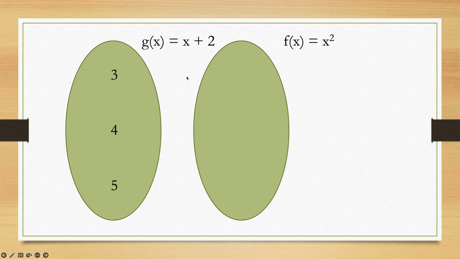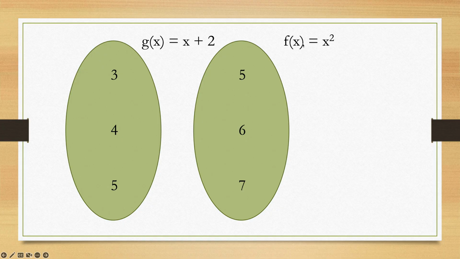Let's start with the function G of x is equal to x plus 2, and we're going to input 3, 4, and 5. What would the output look like? Go ahead, you tell me. Remember, G takes the input and then adds 2 to the input. So 3 plus 2 is 5, 4 plus 2 is 6, and 5 plus 2 is 7. Very simple function to do. Domain 3, 4, 5, range 5, 6, 7. G simply takes the input and adds 2.